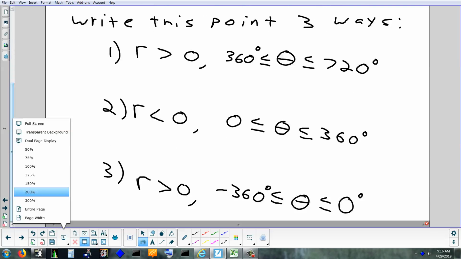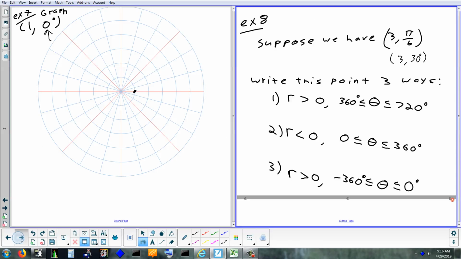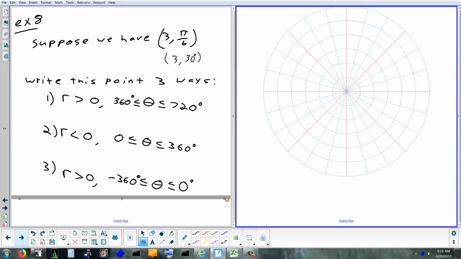I want you to see if you can write it 3 different ways, and that grid might help. 3, 30. You're starting there. That's your point. Take a minute or two and see if you can figure out how to write that point different ways.